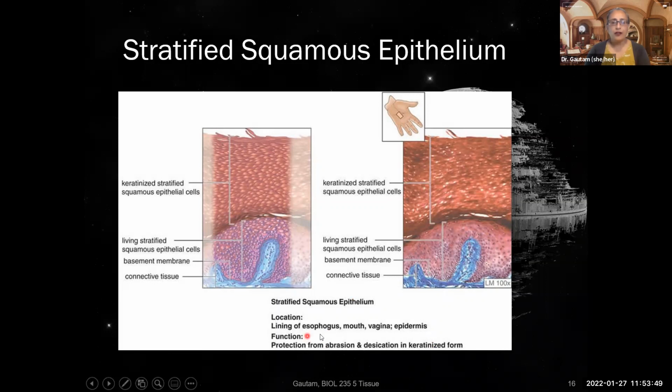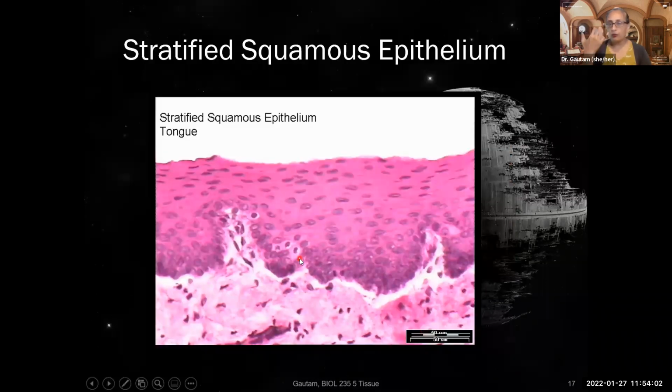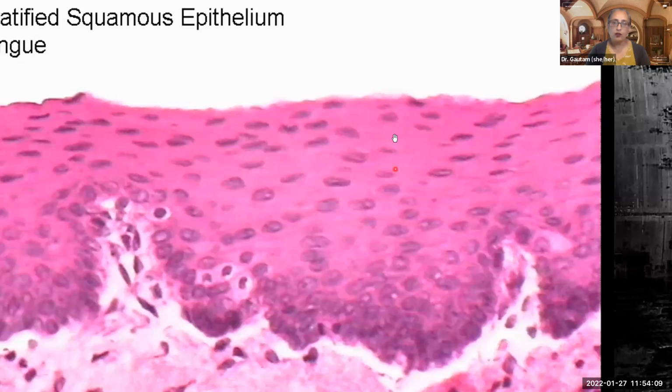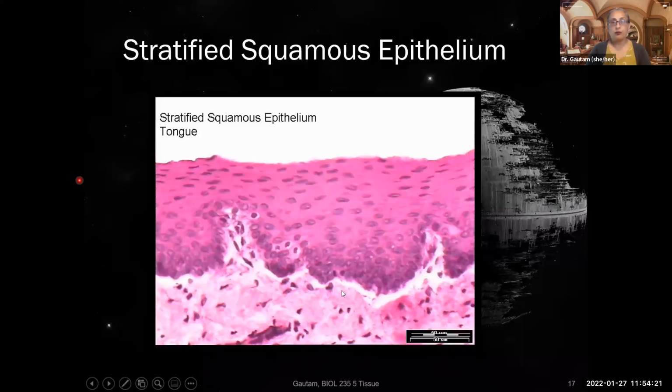And so where would you find it? Wherever you have lots of movement, so lining the esophagus, mouth, vagina, anus, and also on the epidermis. And also places like the tongue, right? So this is actually the tongue, and these are stratified, you can see it, right? Stratified squamous epithelial cells. How do you know that they're squamous? Well, because they're flattened cells. They don't look column shaped and they're not cuboidal in shape. So they are stratified squamous epithelium, and this is an example on the tongue.